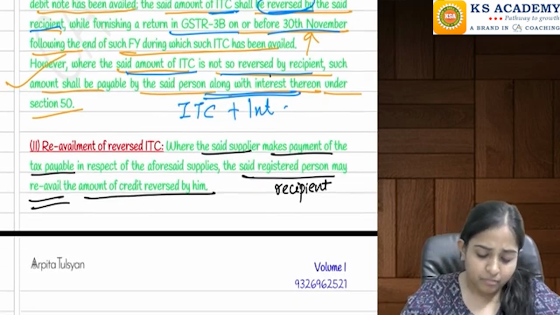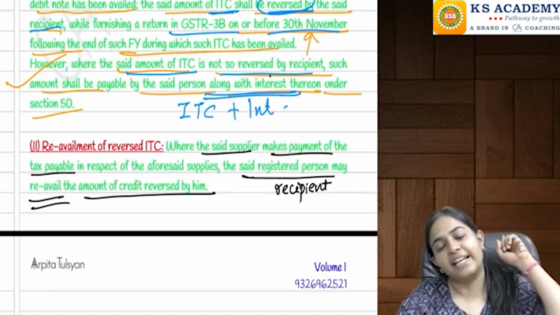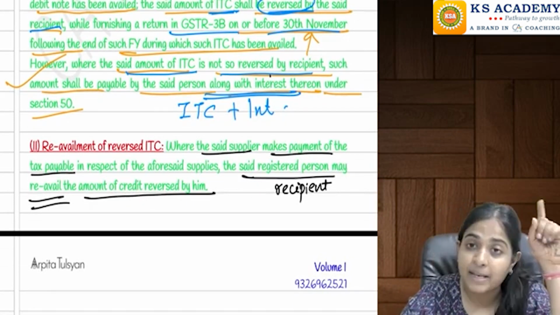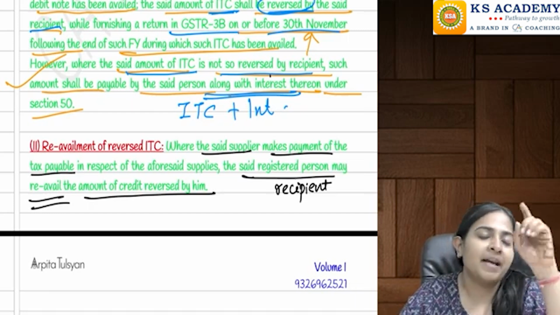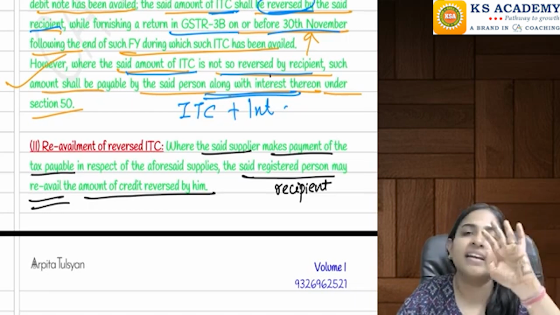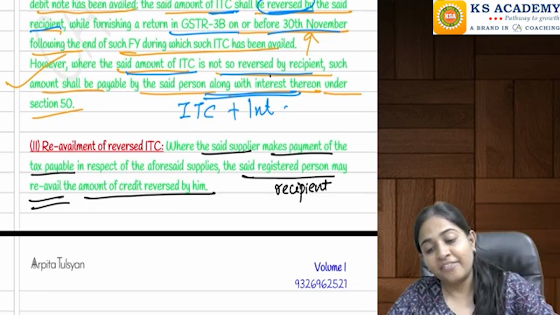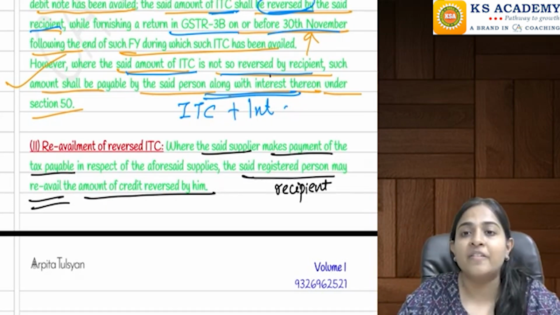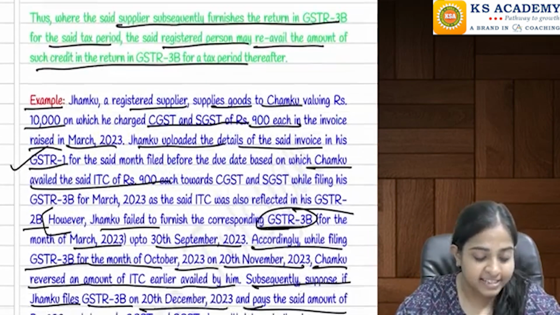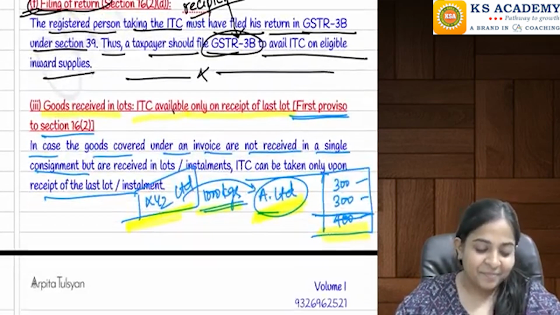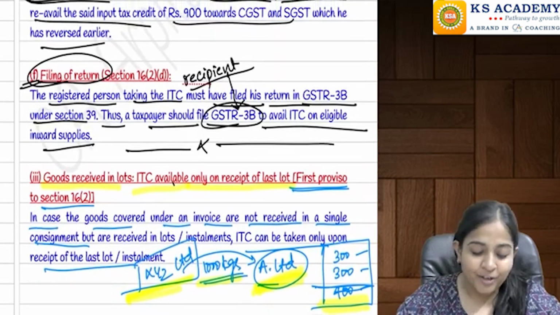Right? Okay, and later, if the supplier files the GSTR 3B and pays the taxes to the government, then I can re-avail that credit. There is no time limit to re-avail that credit, but forget about the interest that you have paid to the government.